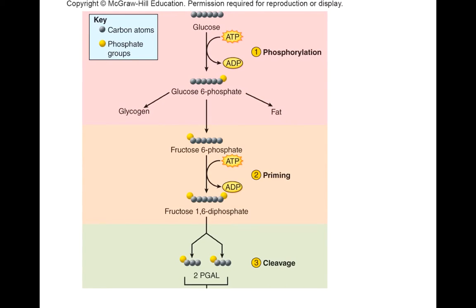All right, so first, you have a glucose molecule. Each of these gray circles symbolizes a carbon atom. Glucose is a 6-carbon molecule, so here are your 6 carbons.